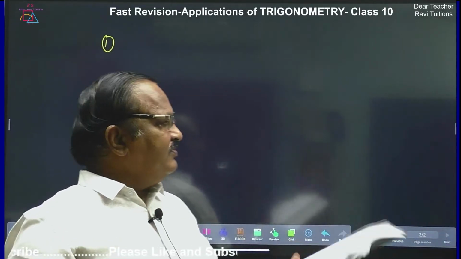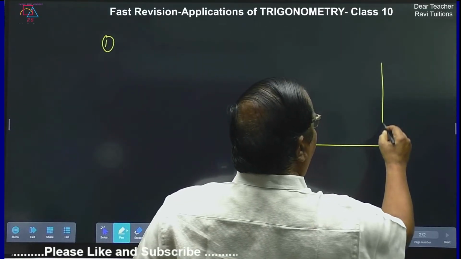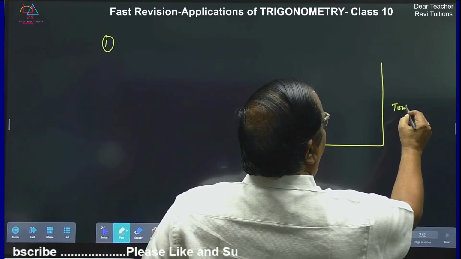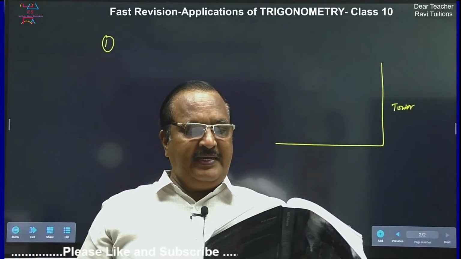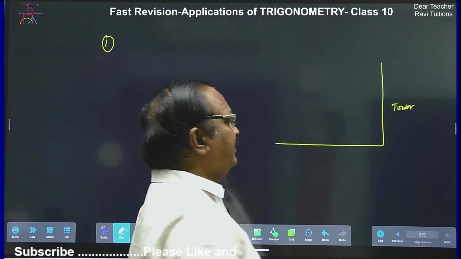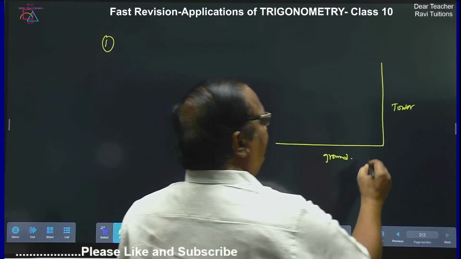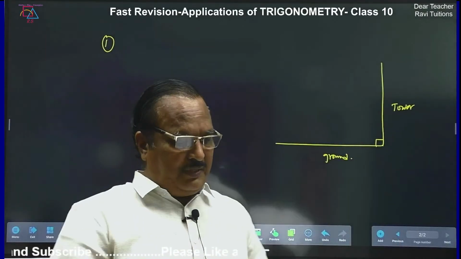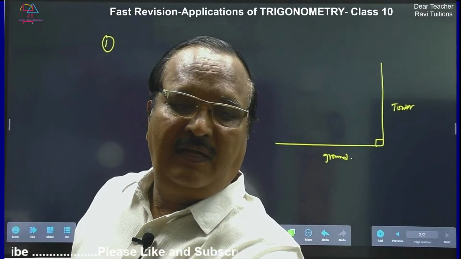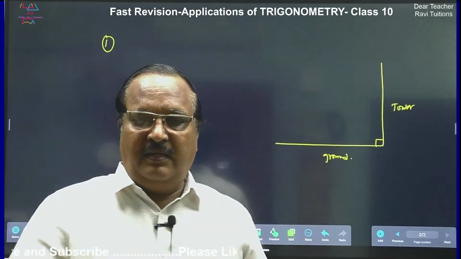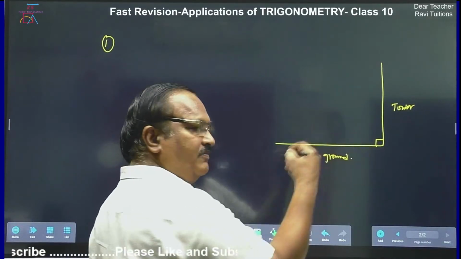A tower stands vertically on a ground. Let us say this is the tower. So read one by one and draw the diagram also. A tower stands vertically on the ground. So this is a tower and this is ground. Vertically on the ground, so that part is over. And next, from a point on the ground.